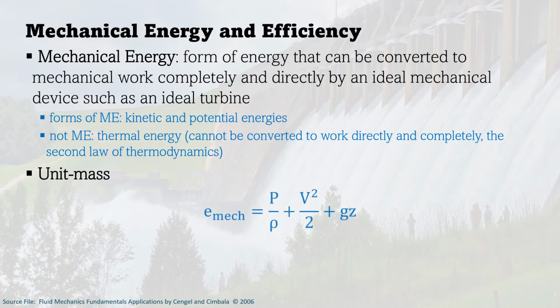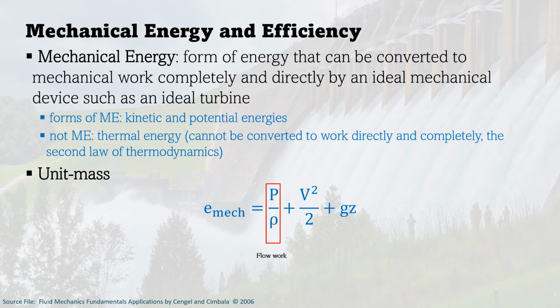In unit mass, the mechanical energy is defined as pressure divided by the density plus velocity squared divided by 2 plus the product of acceleration due to gravity and z. In this equation, the first term is what we call the flow work. So when we say flow work, it is, for example, when a pump transfers mechanical energy to a fluid by raising its pressure. As you can see, a turbine extracts mechanical energy by dropping its pressure. So that kind of work is what we call the pressure work.